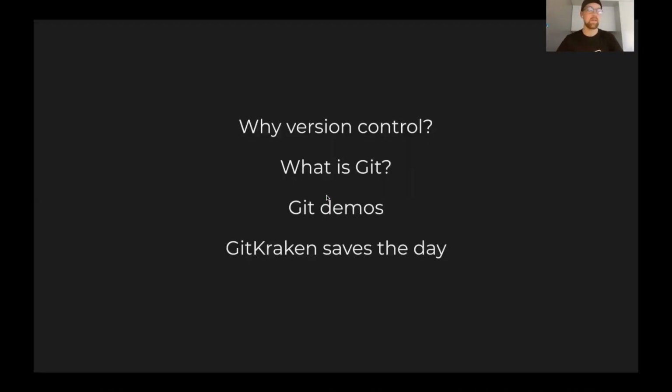Regarding today's content, I'm going to slightly touch upon version control, what it is and why we should care about it. Then I'm going to touch upon Git itself, show some of its useful commands, and show a bit of demos. And then we're going to look into GitKraken and how it makes our daily lives easier working with version control and Git.